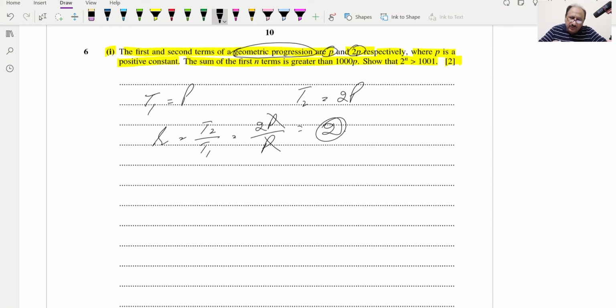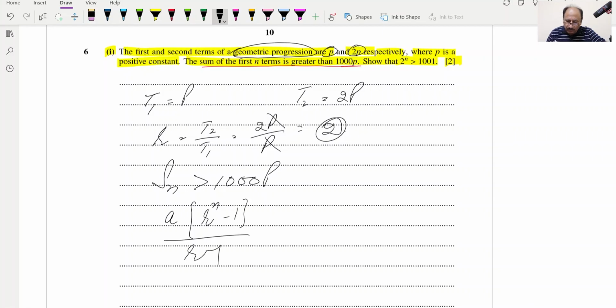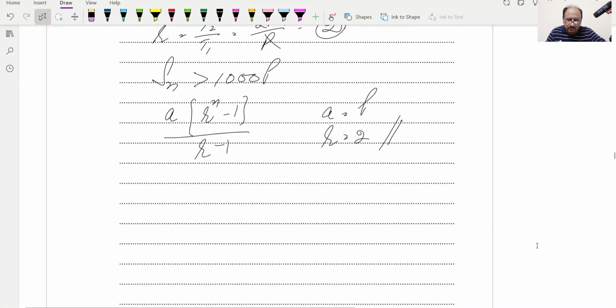And another thing which we are provided is that the sum of first n terms is greater than 1000p, so we can write Sn is greater than 1000p. This is the information provided, and Sn will be what? Sn will be a into r raised to power n minus 1 over r minus 1. Here a is p, the first term, and r is equal to 2. So we know this information, and we can write it over here.